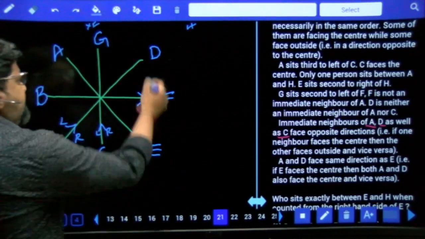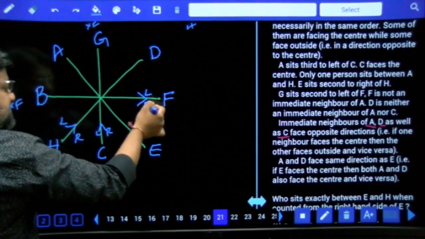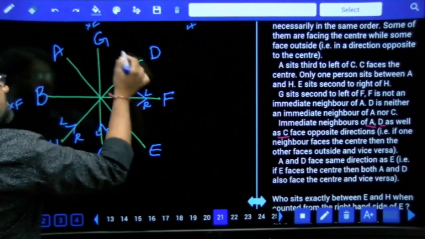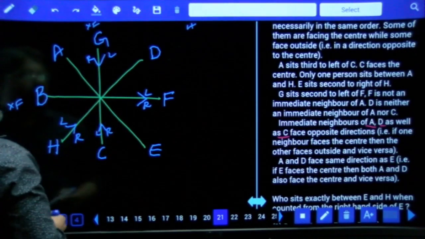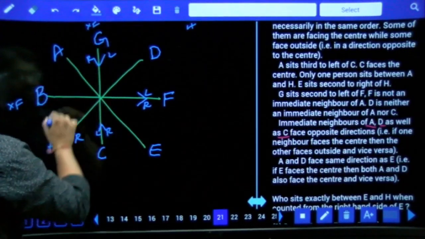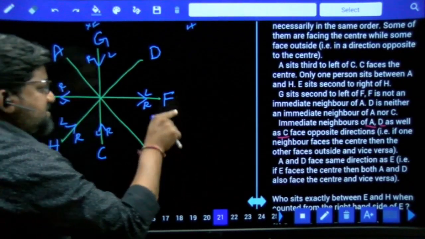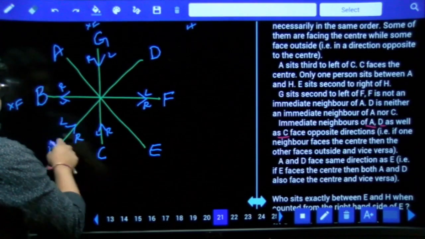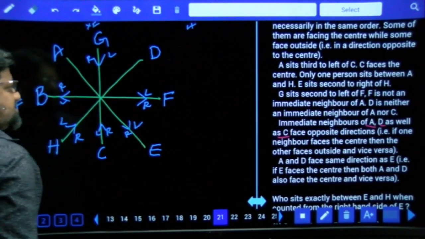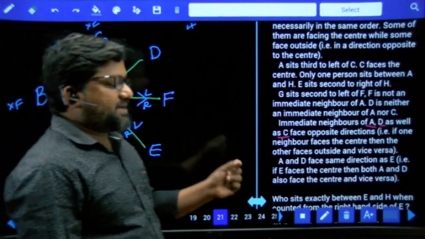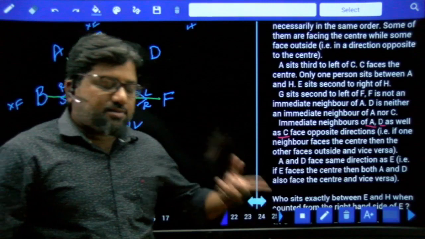So the neighbors of D face opposite directions. D's neighbor F is facing outside, so this neighbor should be facing inside. Immediate neighbors of A: G is facing inside, so B has to face outside. And also C: C's neighbor H is facing inside, so E has to face outside. This is how the clue is correctly interpreted. The neighbors of A, D and C face opposite directions.